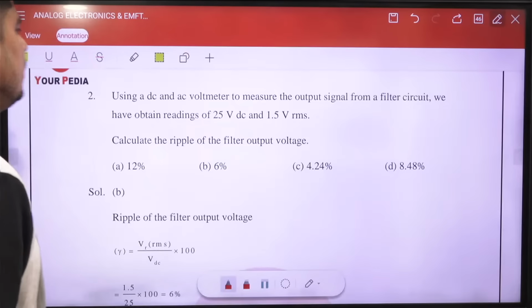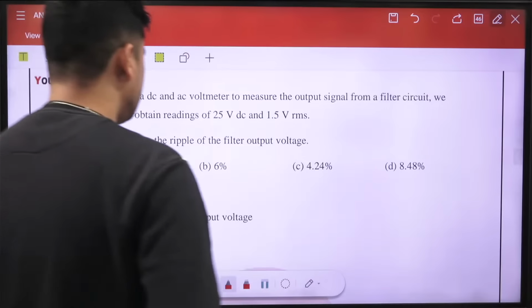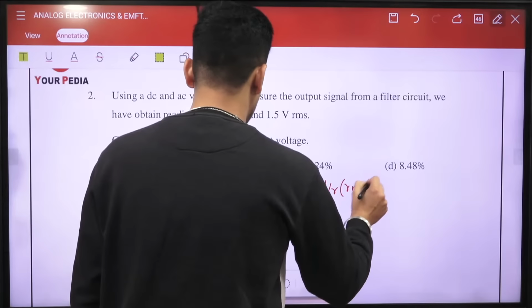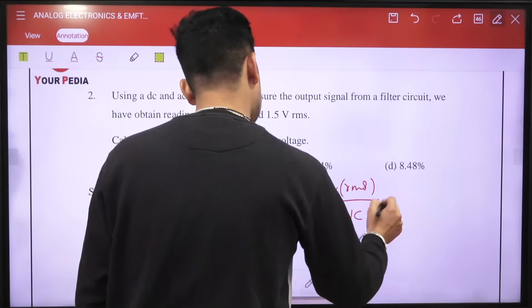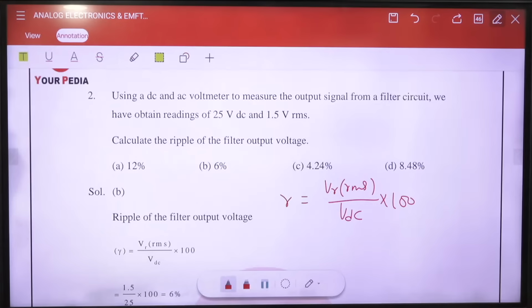Next is: using a DC and AC voltmeter to measure the output signal from a filter circuit, we have obtained the reading of 25 V DC and 1.5 V RMS. Calculate the ripple factor of the filter output voltage. So first we calculate the ripple factor for that. The ripple factor is how much? V RMS divided by V DC into 100.